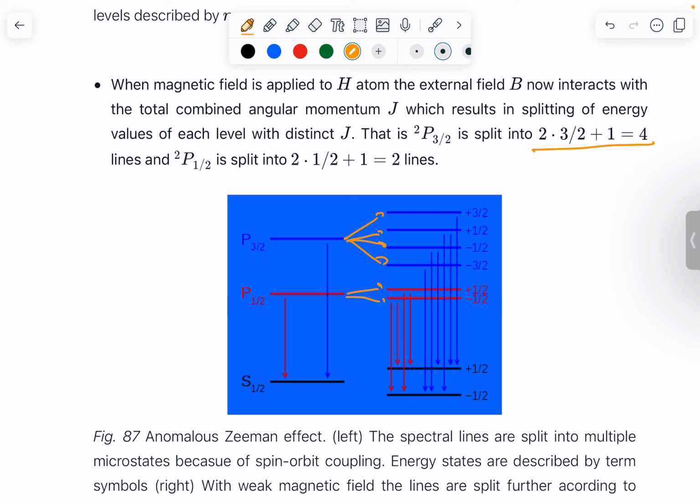So let's count them: 1, 2, 3, 4, 5, 6, 7, 8, 9. So you can have 10 lines. You expect to get 10 spectral lines instead of 2. Okay, so 2 lines if you don't acknowledge this sort of spin-orbit coupling, and 10 lines if you acknowledge it.